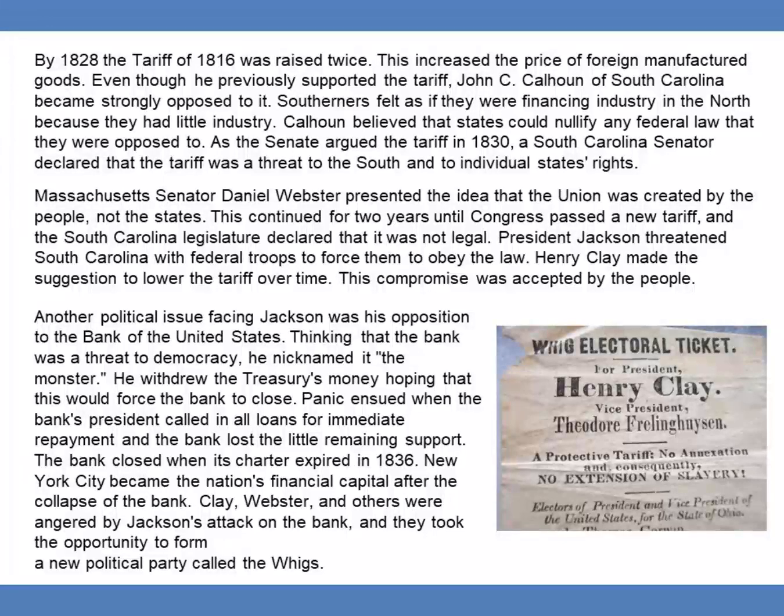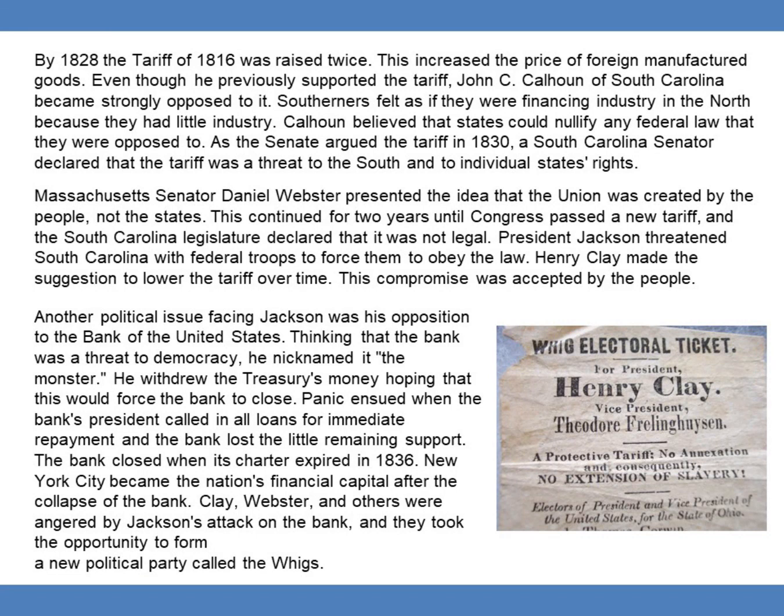As the Senate argued the tariff in 1830, a South Carolina senator declared that the tariff was a threat to the South and to individual states' rights. Massachusetts Senator Daniel Webster presented the idea that the Union was created by the people, not the states. This continued for 2 years until Congress passed a new tariff and the South Carolina legislature declared that it was not legal. President Jackson threatened South Carolina with federal troops to force them to obey the law. Henry Clay made the suggestion to lower the tariff over time. This compromise was accepted by the people.